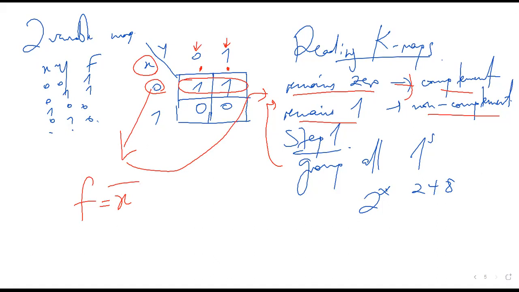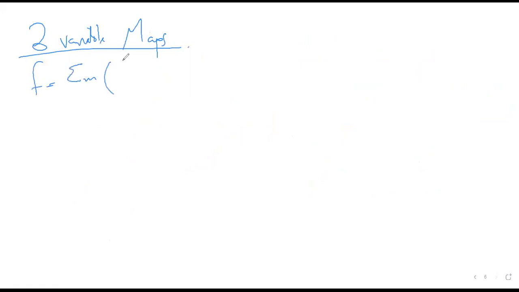Another example for understanding's sake. Let's try a 3 variable map. We have a function f, which is equal to the sum of products 1, 5, 2, 6, 7.